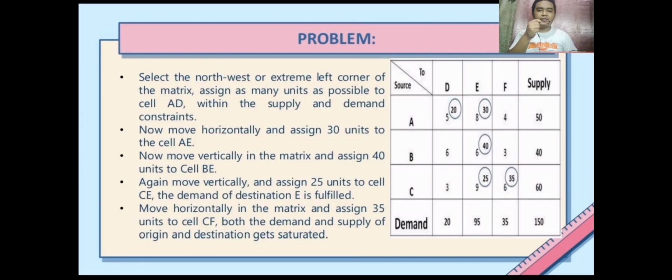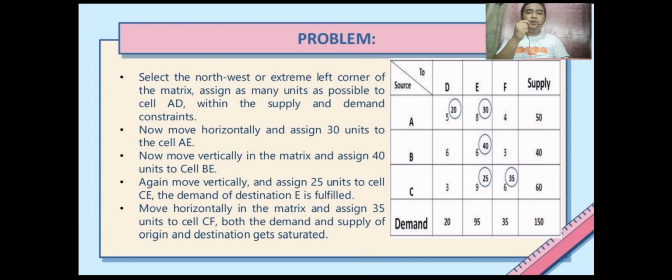Select the northwest or extreme left corner of the matrix. Assign as many units as possible to cell AD within the supply and demand constraints, such as 20 units assigned to the first cell, which satisfies the demand of destination D while the supply is in surplus. Now, move horizontally and assign 30 units to cell AE. Since 30 units are available with source A, the supply gets fully saturated.